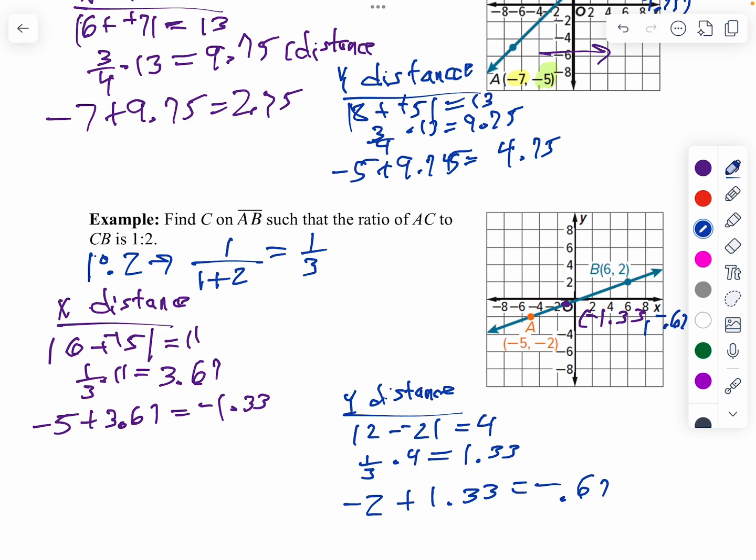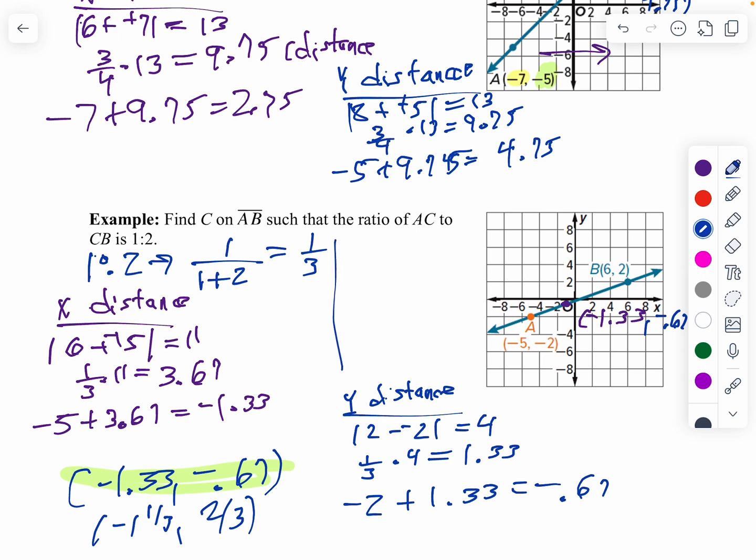Maybe I should write my answer over here. So the coordinates is -1.33, -0.67. I could have written that as a fraction, I guess, because we know what 0.33 is. So it's -1 1/3, comma -2/3. And there's my answer for that question as the ordered pair. Ooh, got an extra line in there.